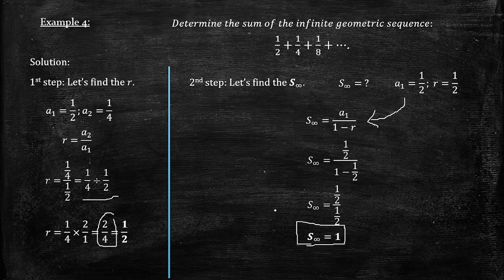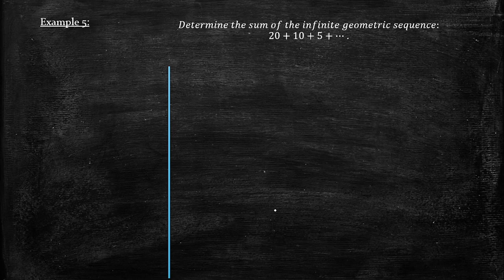So the answer for example number 4, or the sum of the infinite geometric series 1/2 + 1/4 + 1/8 + so on and so forth, is 1. Let's try another example. For example number 5: determine the sum of the infinite geometric sequence 20 + 10 + 5 + so on and so forth.